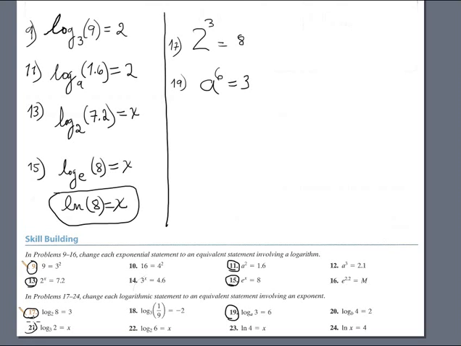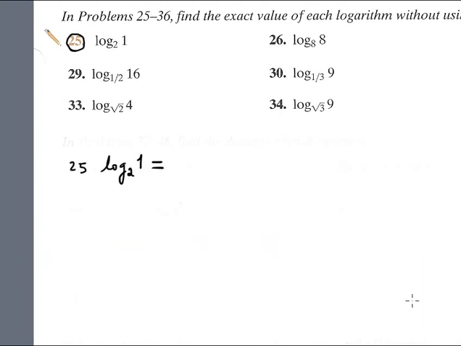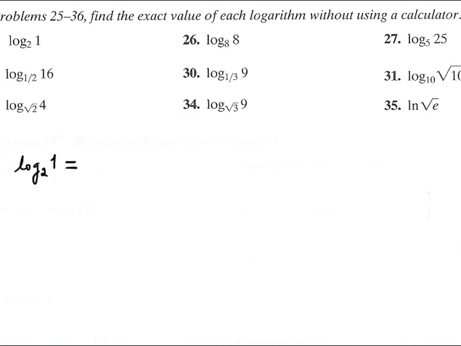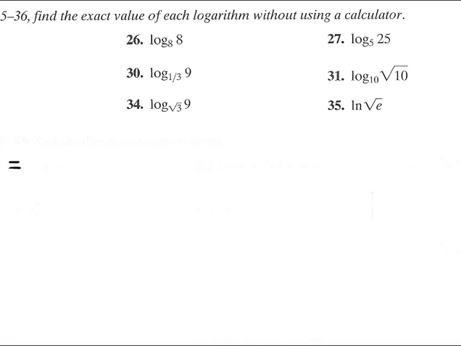21: the base is again 3, the exponent is x, and the answer is 2. And 23: the base is, well, it's ln, so the base is e. e to the x, where x is the exponent, the answer, is equal to 4. Okay, this is the conversion. Now 25, 27, 29, 33, 31, 35.